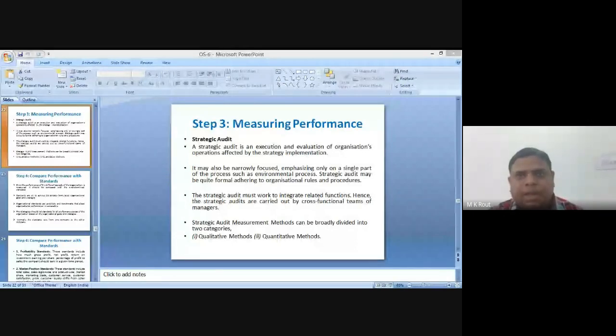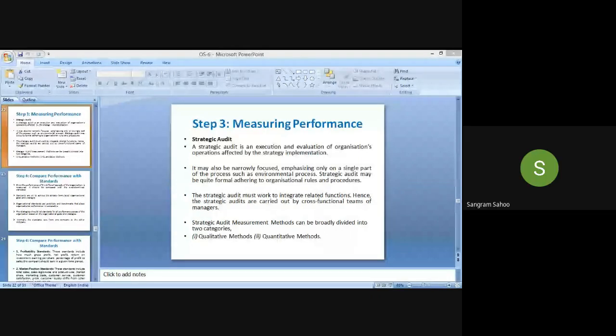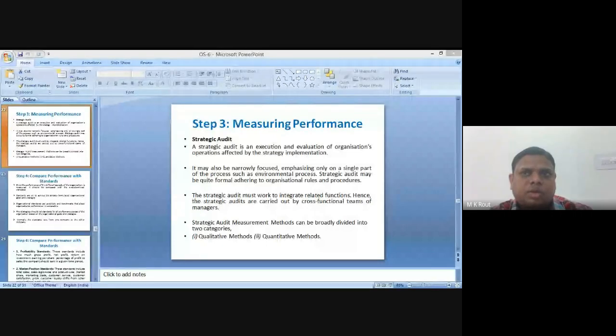In case of the qualitative method or quantitative method, especially with reference to qualitative methods, which methods are implemented? My question is, in case of strategy audit, especially with reference to the qualitative method, what different types of methods are adopted for strategy audit in organizations?